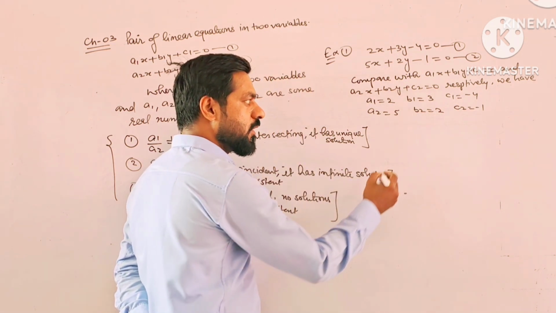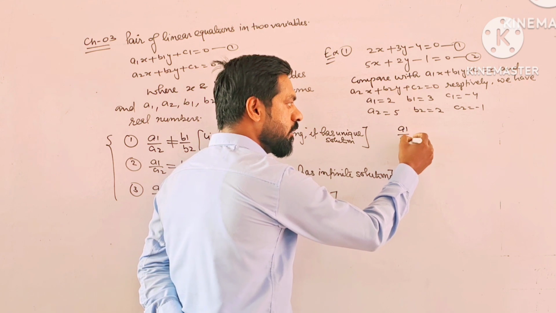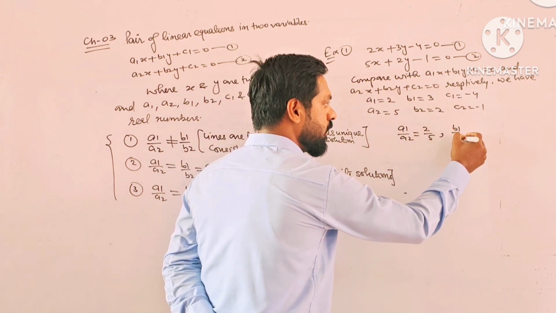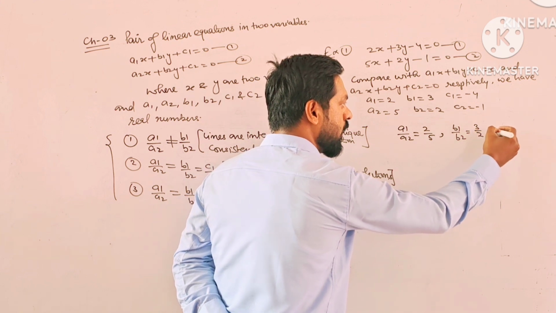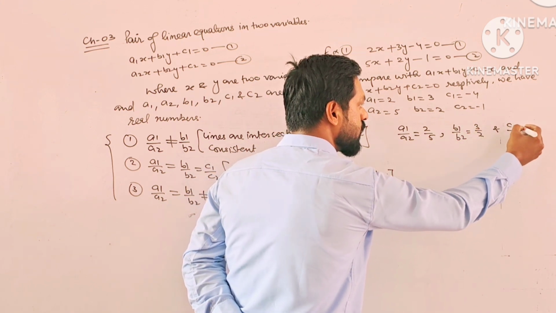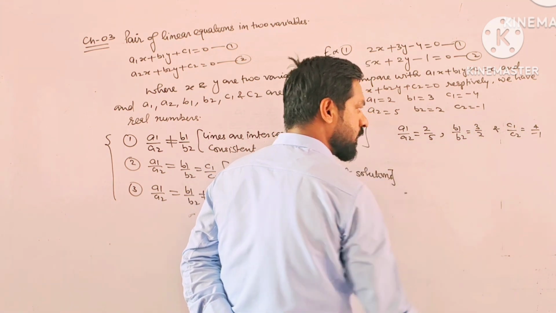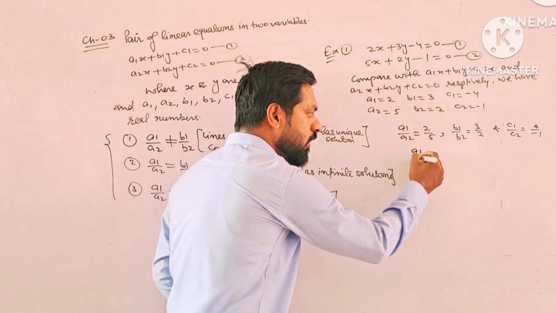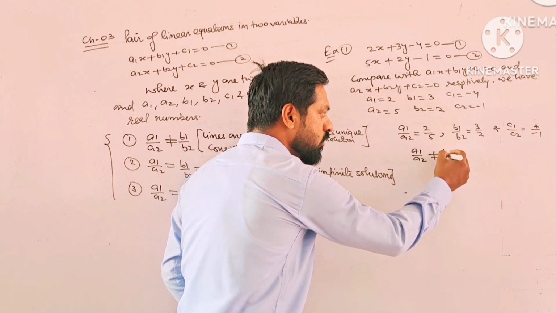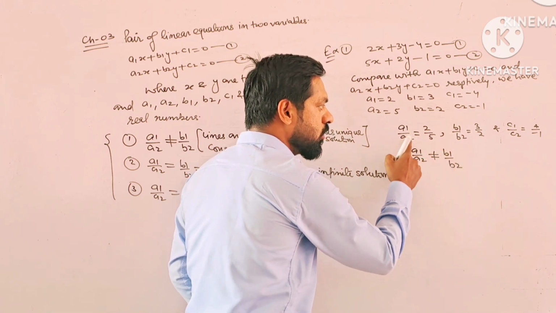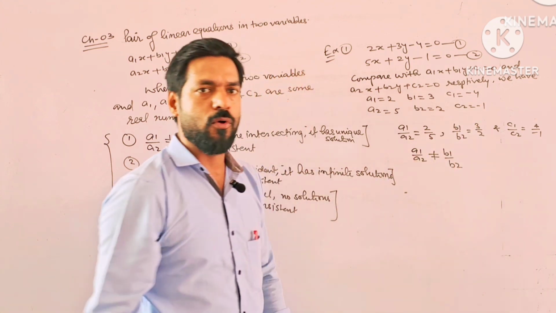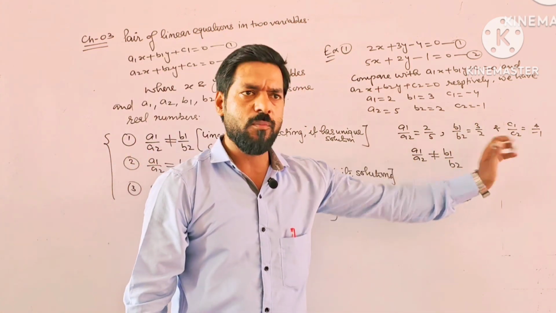Now we have to find out the ratio. a1 upon a2 will be how much? 2 upon 5. b1 upon b2 will be equal to how much? 3 upon 2. And c1 upon c2 is equal to how much? 4 upon minus 1. So here we can see that a1 upon a2 is not equal to b1 upon b2, because a1 upon a2 is equal to 2 upon 5 and b1 upon b2 is equal to 3 upon 2. So no need to check c1 upon c2.